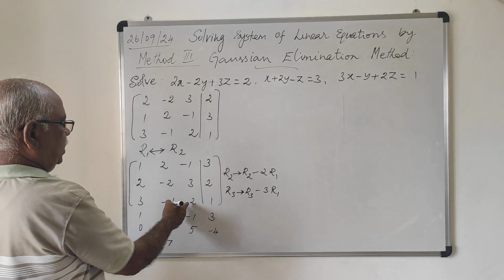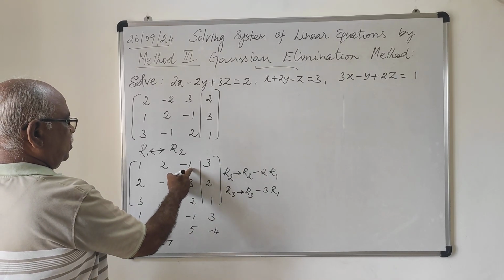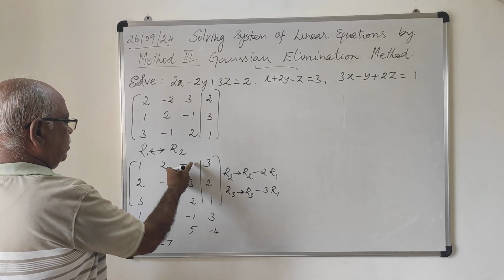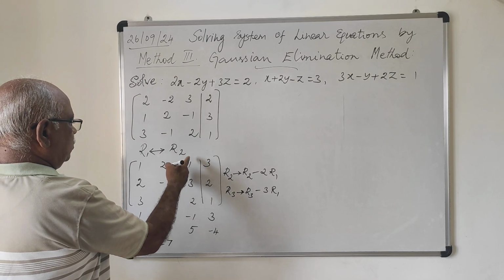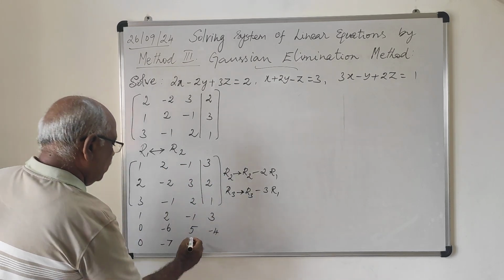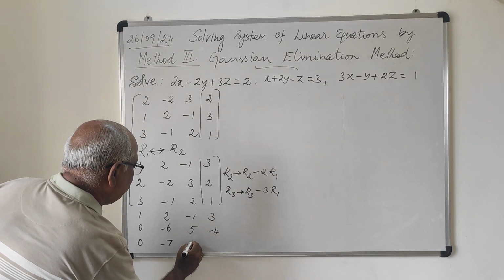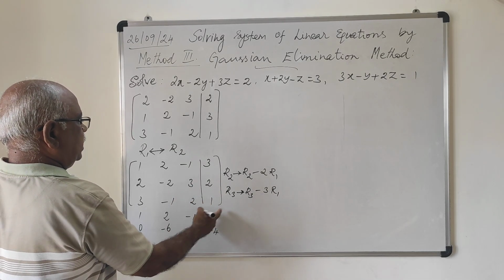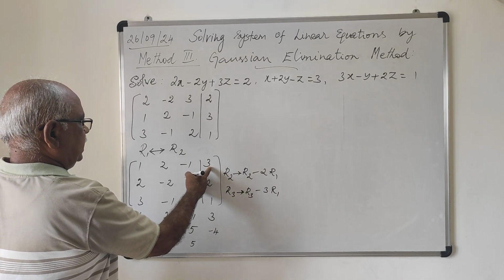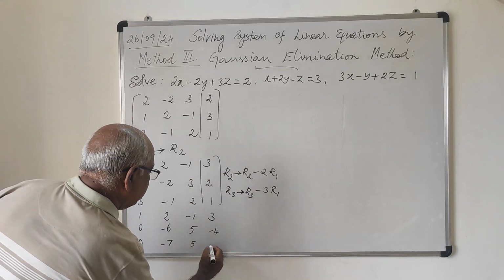And R3 is 2. 3 times of R1 is minus 3. Minus of minus plus 3. 2 plus 3. 3 into minus 1 is minus 3. Minus of minus plus 3. 2 plus 3 is 5. And R3, 1 minus 3 times of R1 is 3 3s are 9. 1 minus 9 is minus 8.